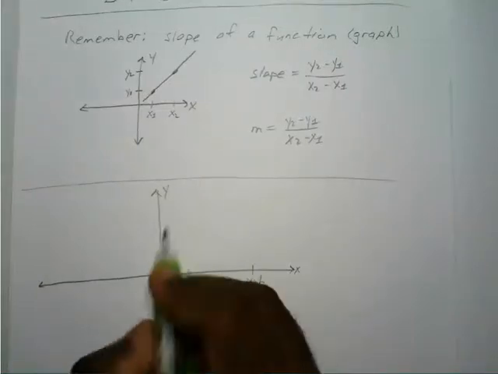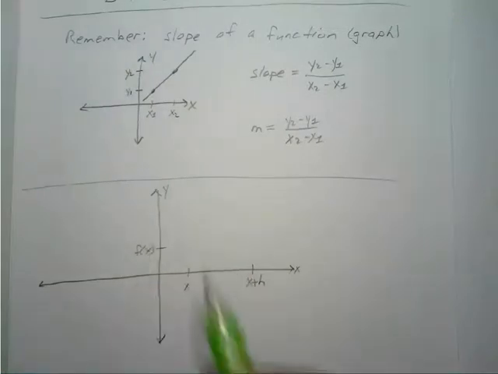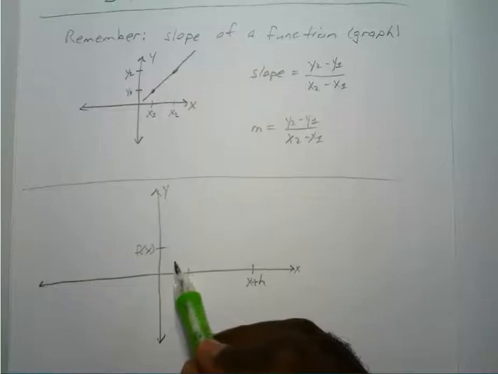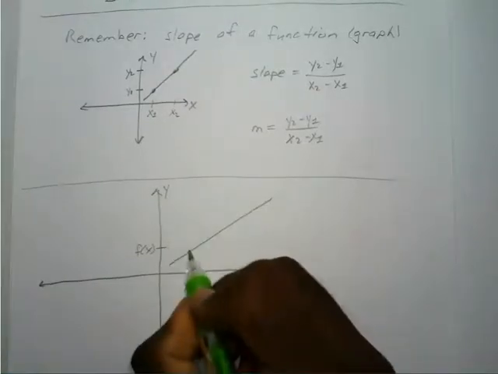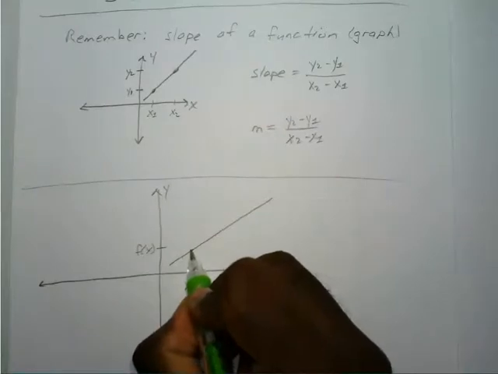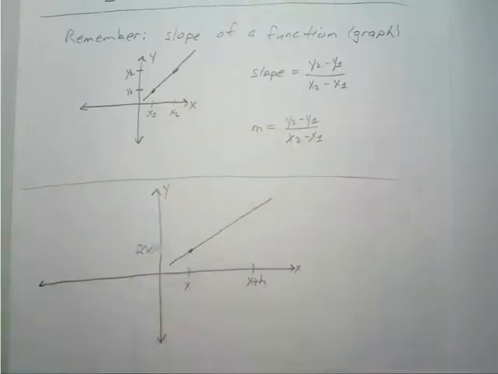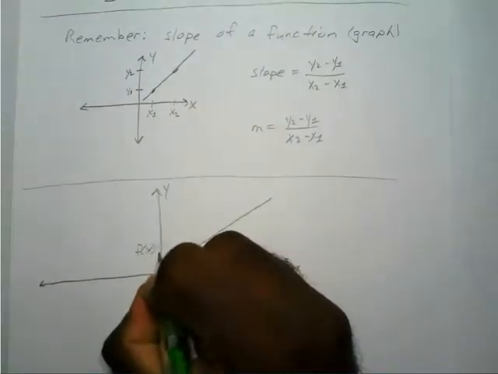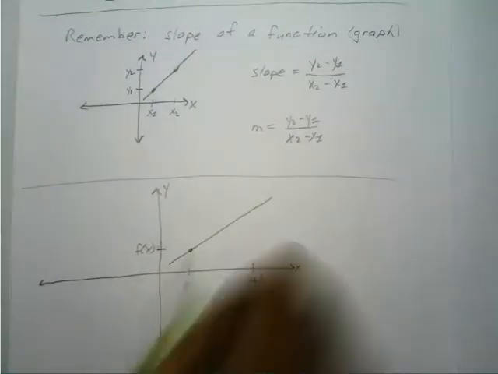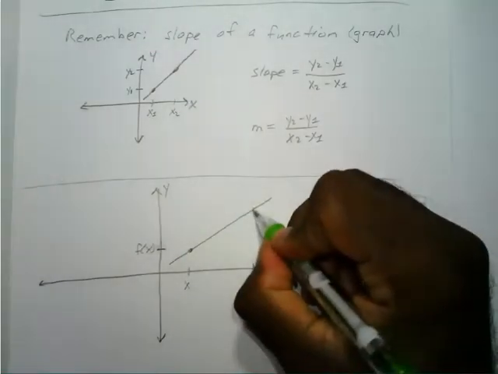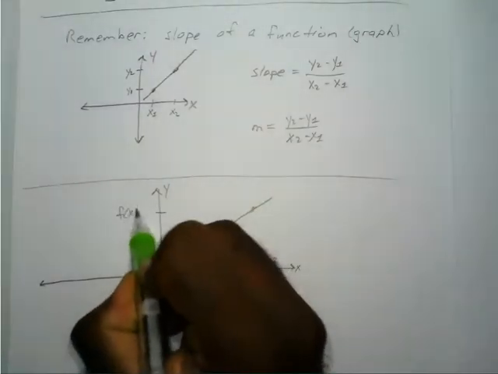Instead of y, we're going to use f of x. So let's say we have that same slope. This is your x, f of x. Let me lower that a little bit so it's even with the point on the slope. And this is your x plus h, which makes this your f of x plus h.